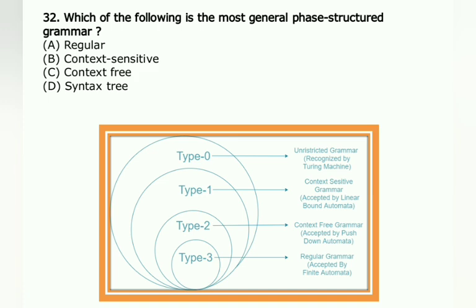So the answer is option B, that is a context sensitive language. So it is a phrase structured grammar originally introduced by Chomsky as a term for grammars to define the structure rules. Phrase structured grammars are also known as constituency grammars. Context sensitive grammars are most phrase structured grammar.